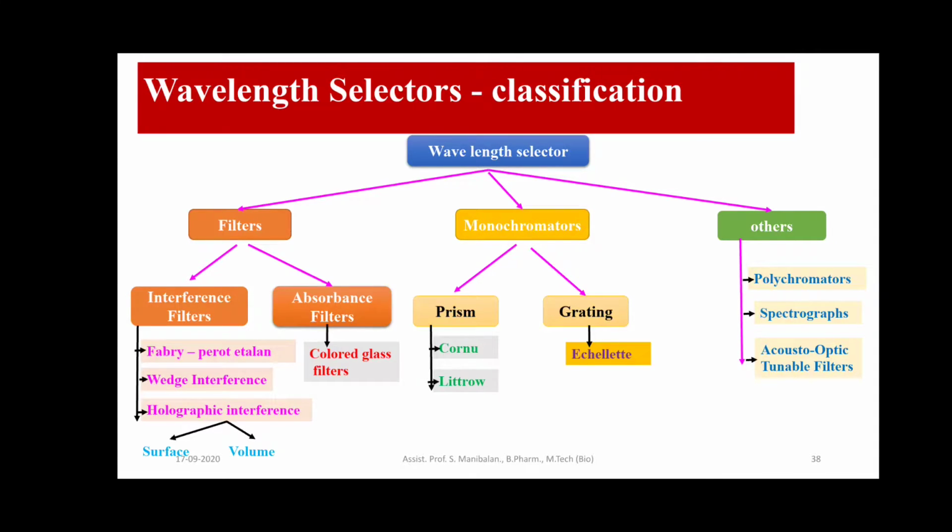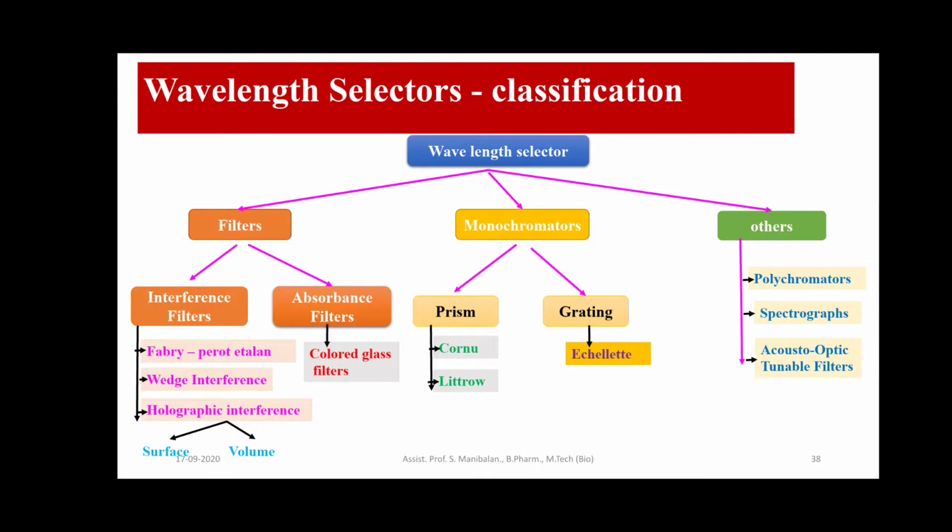For example, Fabry-Perot, which is nothing but the sandwich model. I will show you in the next slide. And the wedge shaped interference, a triangular shape, that is the wedge shaped interference. And the third one is holographic interference, the most advanced, and it is getting advanced day by day. Each advancement makes new things, right? Which we can further divide into surface holograms and volumetric holograms.